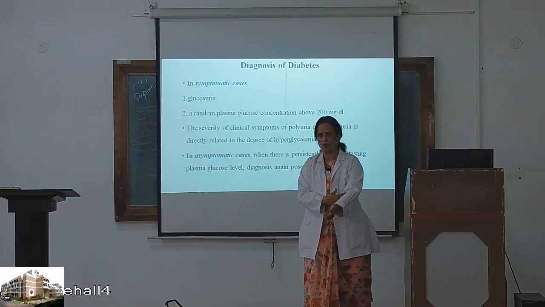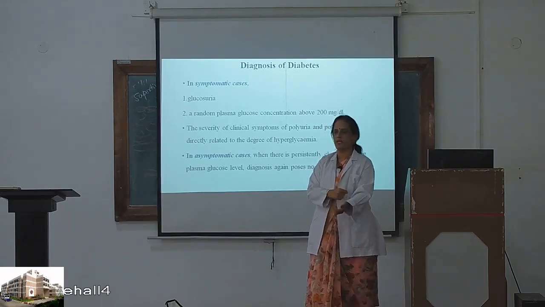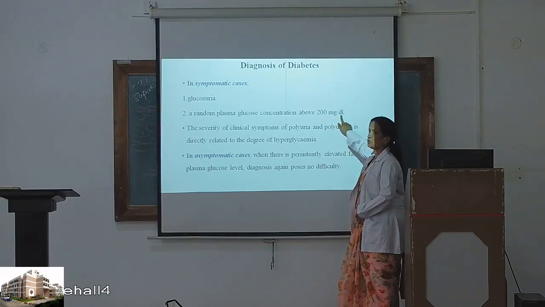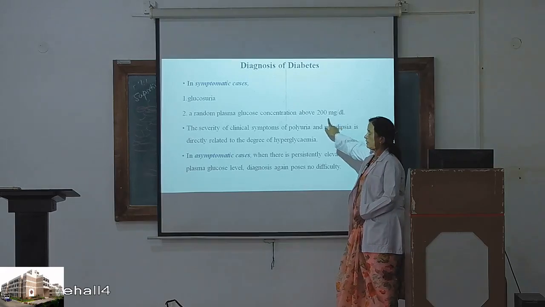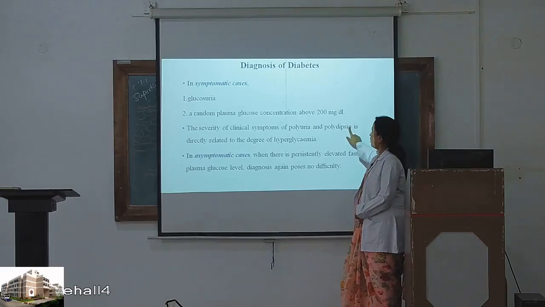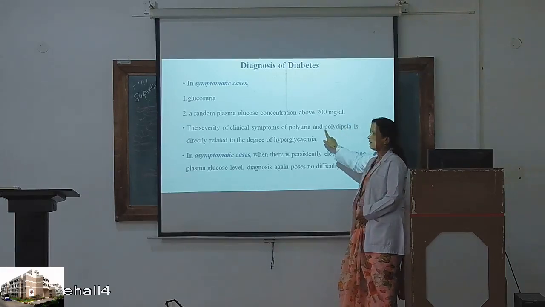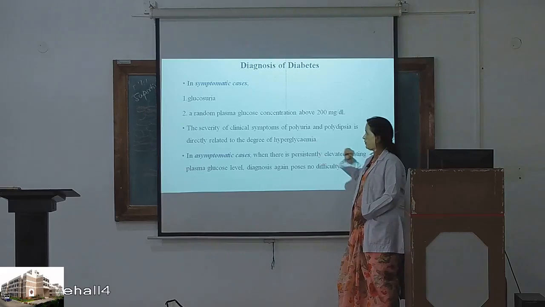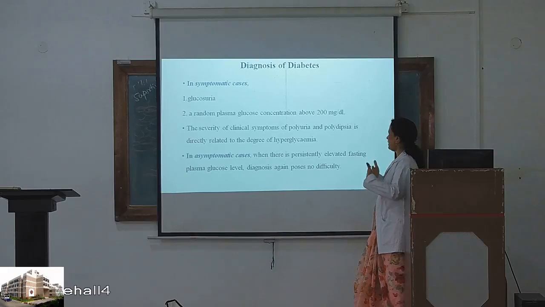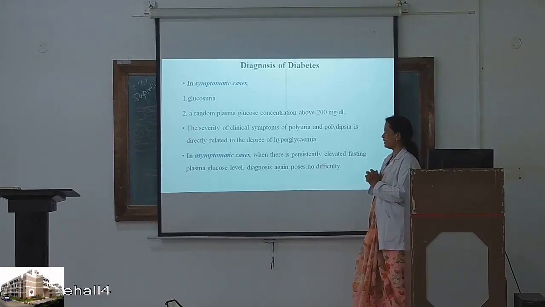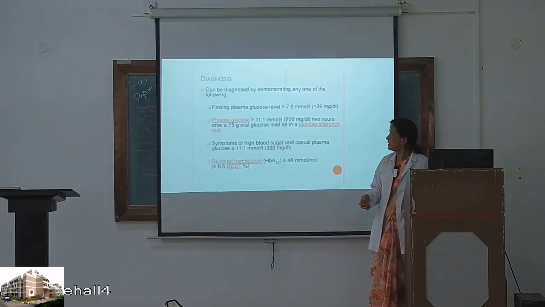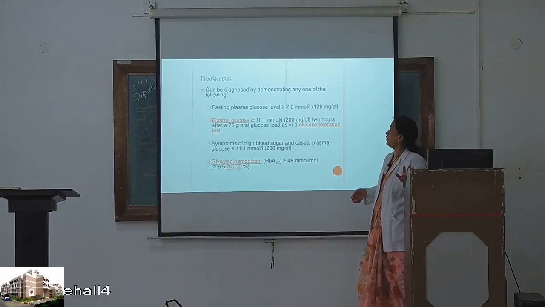So, if it is not taken on fasting, if it's a random sample, and the plasma glucose concentration is above 200 mg per deciliter, we get a suspicion now. Then the severity of clinical symptoms of polyuria, polydipsia is directly related to hyperglycemia. So in asymptomatic cases, it is a persistently elevated fasting plasma glucose level. Then we have to further do some tests to diagnose. So how do we diagnose now?